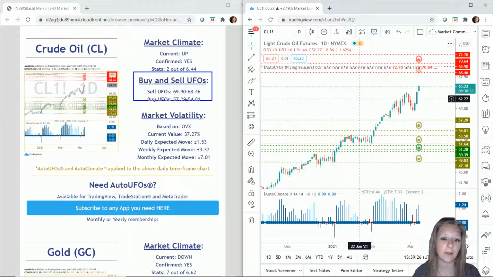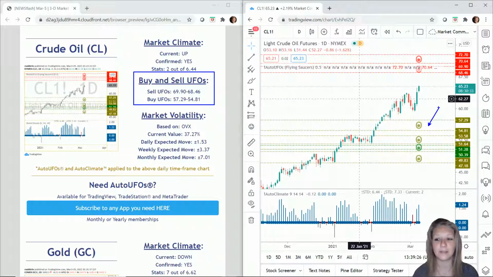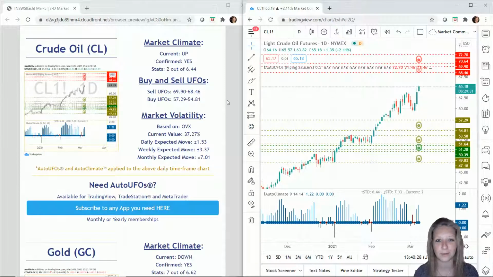When it comes to buy and sell UFOs, we have buy orders here at 57.29 to 54.81. And we have sell orders here, this red UFO. Those are what the sell orders look like, they're red. And that is from 69.90 to 68.46. So again, those are where the orders are at the moment. We're maybe 3/4 of the way up to the sell orders. Nothing too close that is likely to move it today. So again, overall probability there to the upside with oil based on a daily chart.